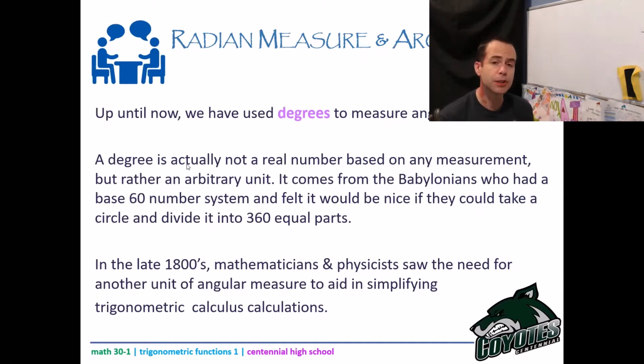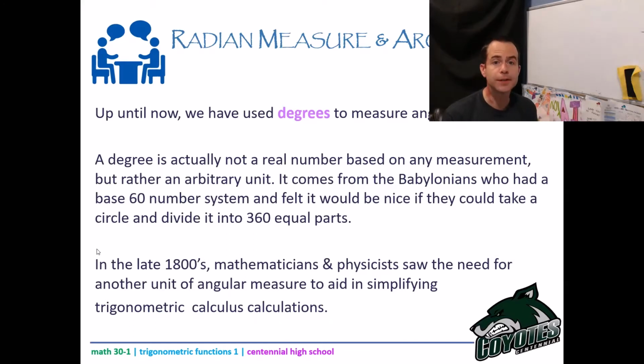Okay, so usually everything we do in math has some sort of mathematical basis from another principle or another concept. Okay, and the degree was completely made up. And it works for a lot of things. But when we get into deeper level math, the whole system of degrees kind of falls apart because it's not based on anything. So in the late 1800s, mathematicians and physicists saw the need for another unit of angular measure to aid in simplifying trigonometric and calculus calculations.